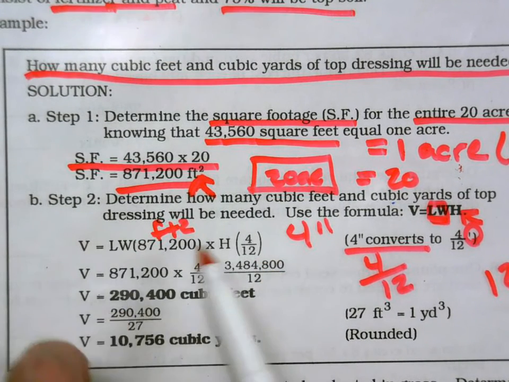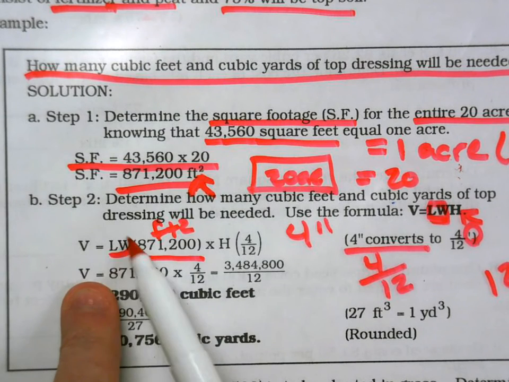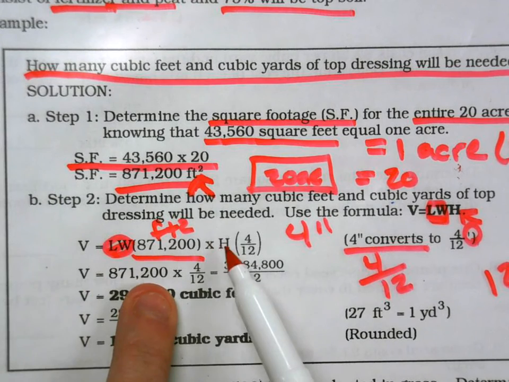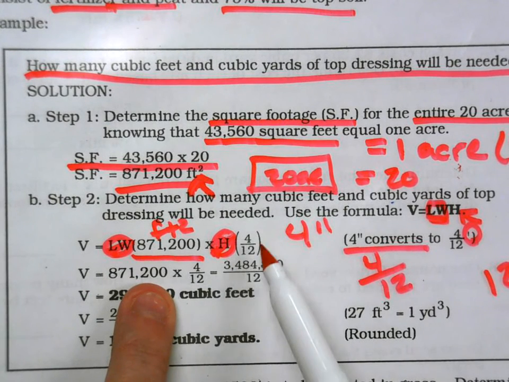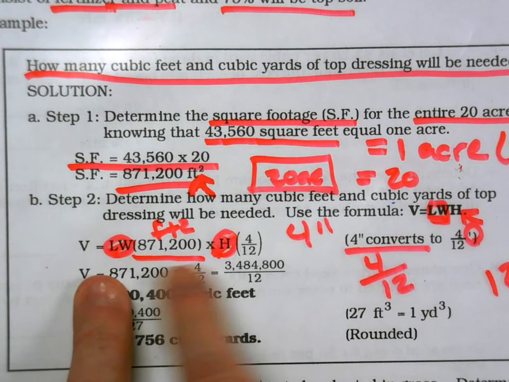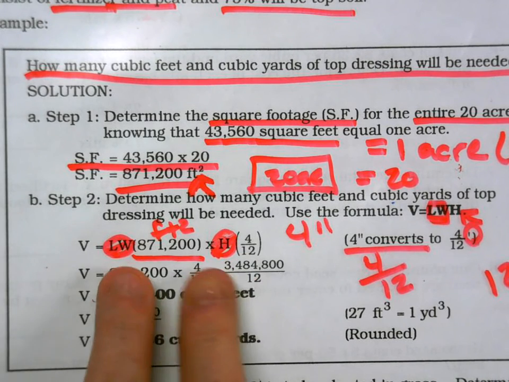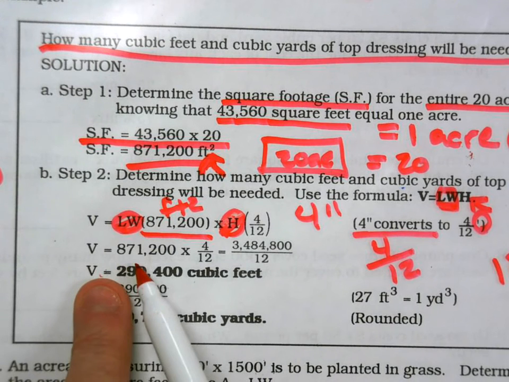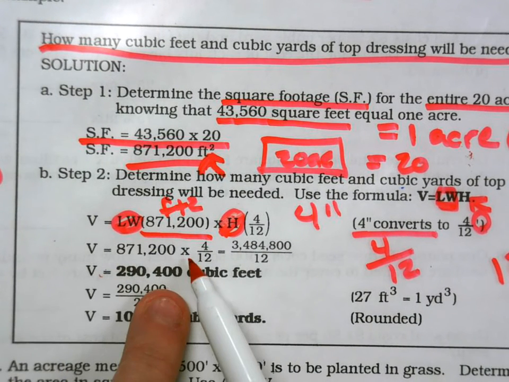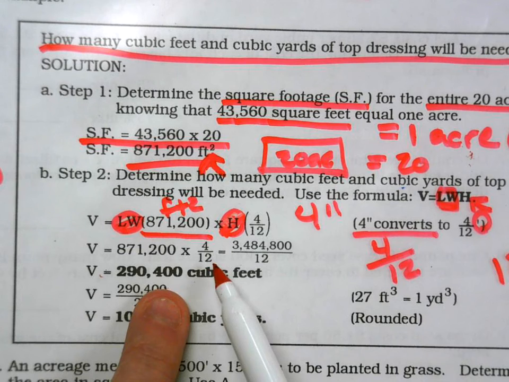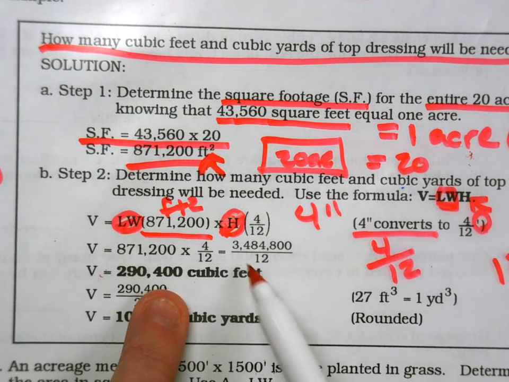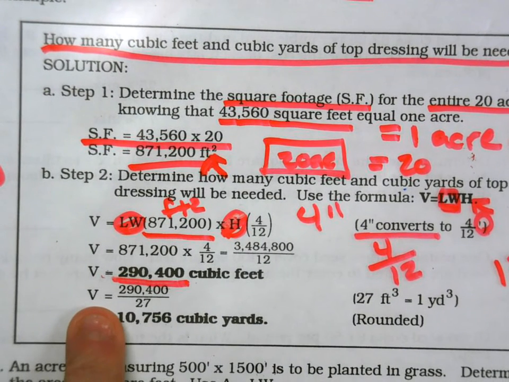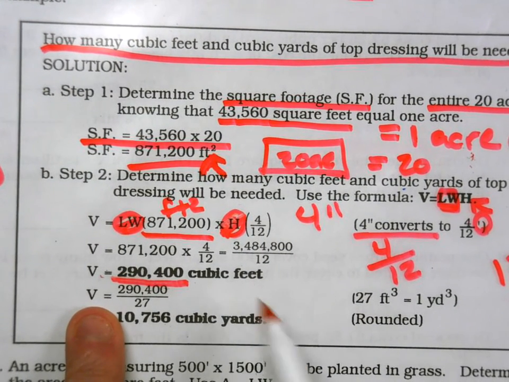Okay? So this number right here just replaced our length times our width because we figured out the area. Okay, and length times width is area. And then the height was replaced with 4 over 12. Okay, so this is not multiplying in this problem, it's just showing you what they replaced it with. So here's our actual problem without the letters in it. 871,200 times 4 over 12. So in our calculator, we wouldn't get this fraction probably. It would automatically reduce it down to this already. So we would get 290,400 cubic feet.